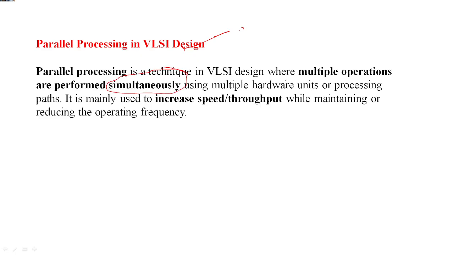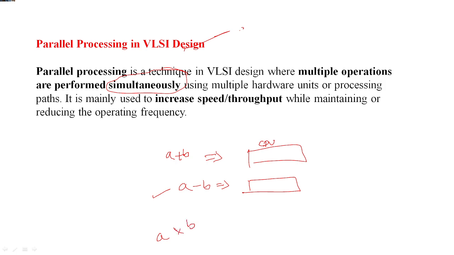For example, as I said, a plus b is there, so it will execute. Just assume it is having one CPU, central processing unit, just an assumption only. a minus b, it is also having one hardware unit, and a dot b, that is a into b, is also having one separate execution unit. So like this, multiple instructions are performed simultaneously, in parallel. That is called parallel processing.